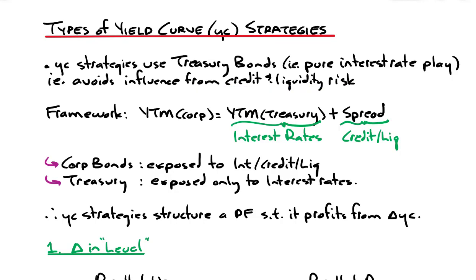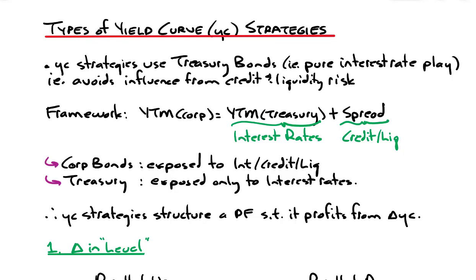So for example, if you look at a corporate bond, the yield on a corporate bond is equal to the yield on a benchmark, which is usually treasury, plus a spread. So the treasury reflects exposure to interest rate risk, whereas the spread reflects exposure to credit and liquidity risk. The point of this framework is as follows. If you're using a corporate bond in order to exploit changes in the yield curve, well, you're not only getting exposure to interest rates, but you're also getting exposure to credit and liquidity.